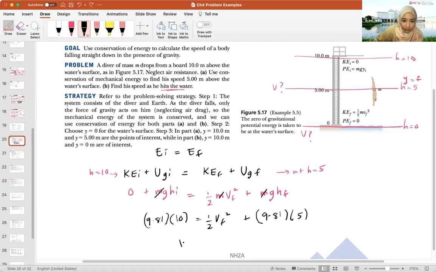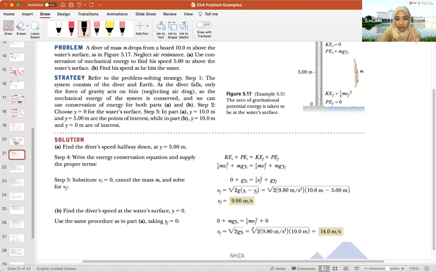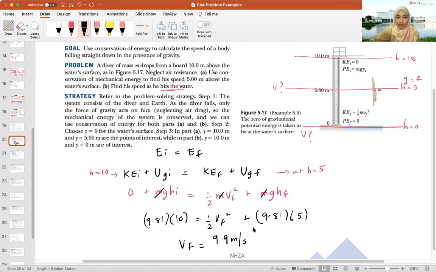Berapa dapat V final? V final is 9.81 times with 10 minus 5. You get 49.05 times with 2, square root that. So you get 9.9. I hope I'm betul. Sekejap. Okay, 9.9 betul. Thank you for the extra help. So I got 9.9. If I say that this is my final point, so the velocity of this guy at height of 5 meter is 9.9.